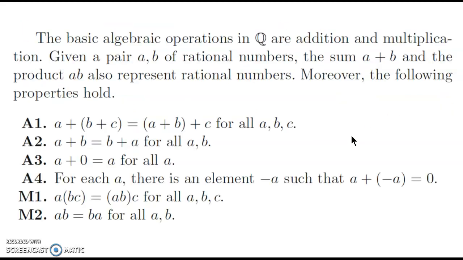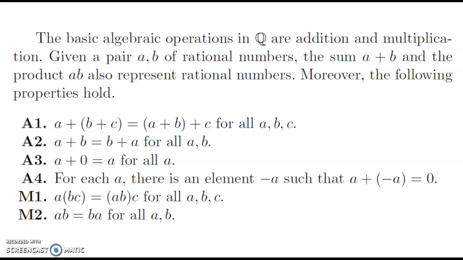The basic algebraic operations in Q are addition, that you can add two rational numbers, and multiplication, you can multiply two rational numbers. Given a pair a, b of rational numbers, the sum a plus b and product ab also represent rational numbers. That is, the set is closed under addition as well as multiplication. Moreover, the following properties also hold. I have used A for addition properties, M for multiplication properties.